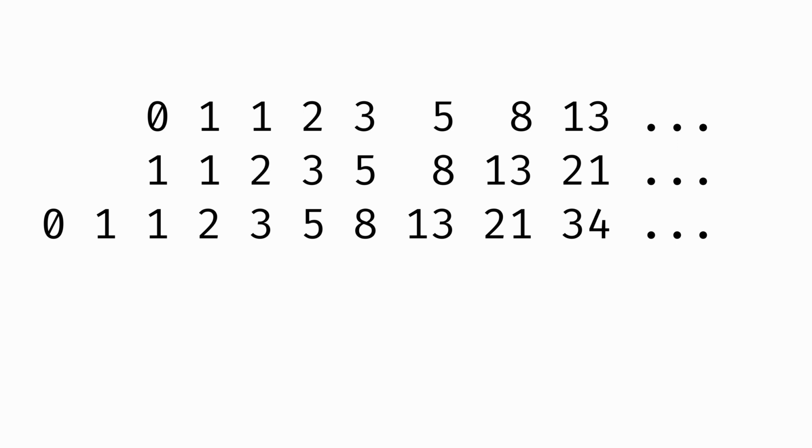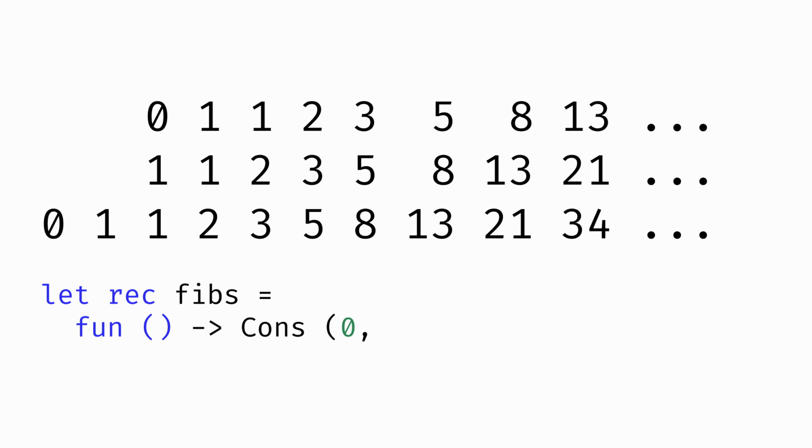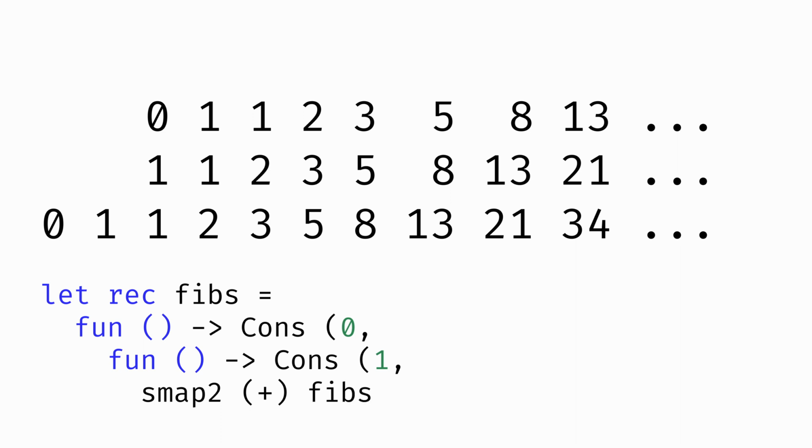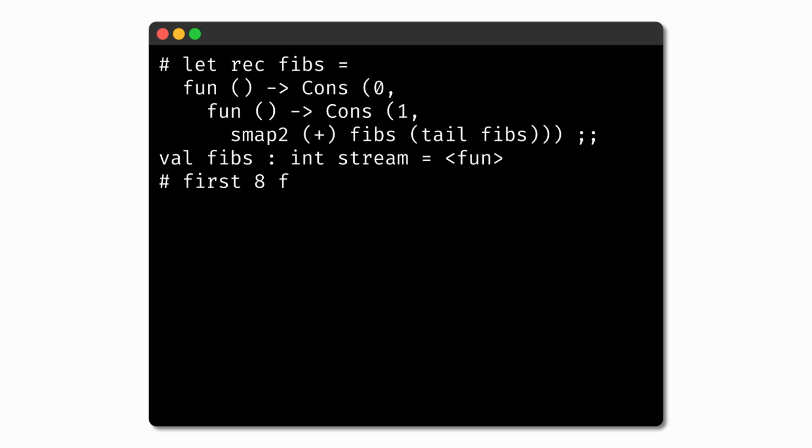So what you might notice is that this remaining sequence of numbers is just the result of taking the sequence of Fibonacci numbers and adding the tail of the sequence of Fibonacci numbers. In other words, the same sequence but without the 0. This lends itself to a concise definition. We can define the stream of Fibonacci numbers fibs to be a stream that starts with 0, and then a stream that starts with 1, and then the result of using smap2 to add together the Fibonacci numbers and the tail of the Fibonacci numbers. The result is an infinite stream of the Fibonacci numbers, and we can generate the first few values of the sequence to show that.